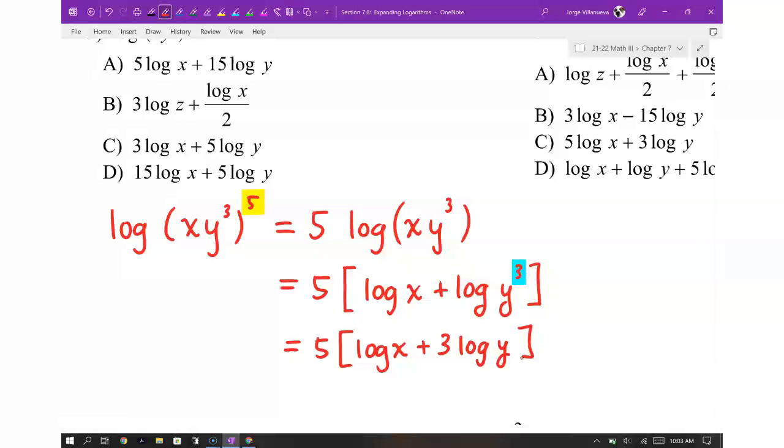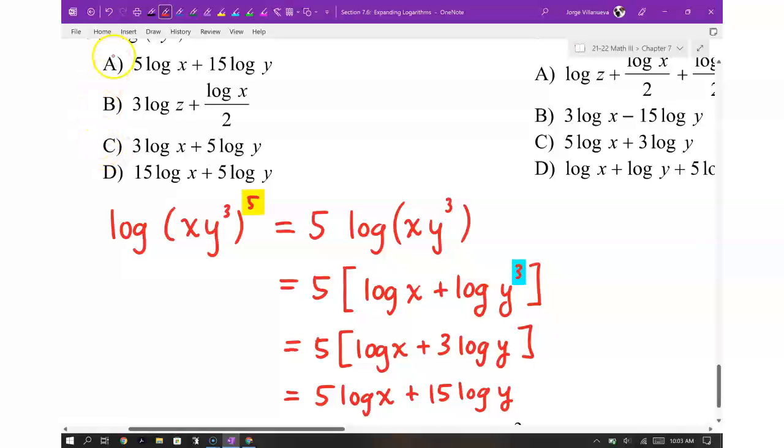And now that everything has been simplified, you see how there's a 5 in the front that's multiplying? Let's just distribute it in to get our final answer. This will be 5 log of x plus 15 log of y. And that's, where is that at? That's A.